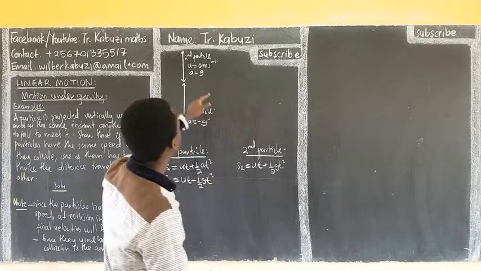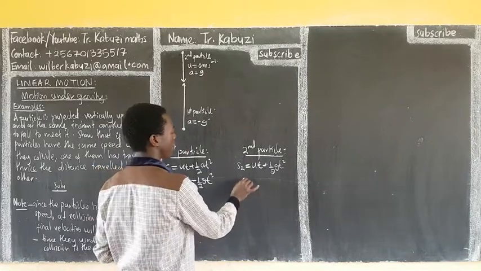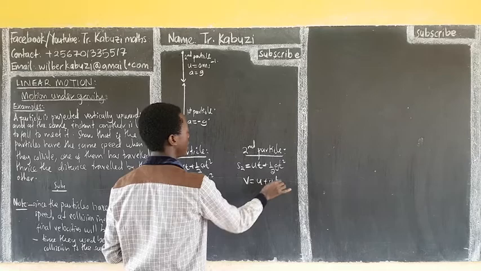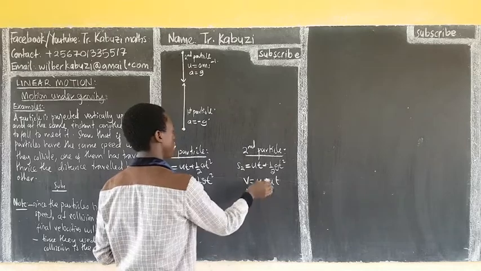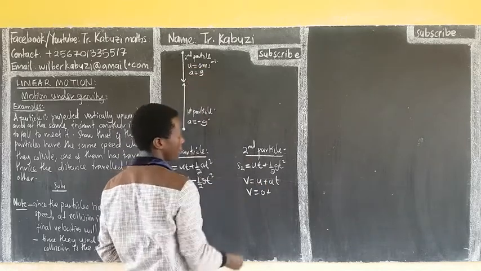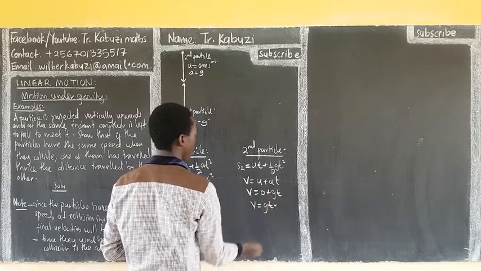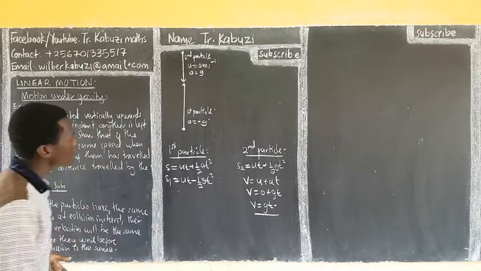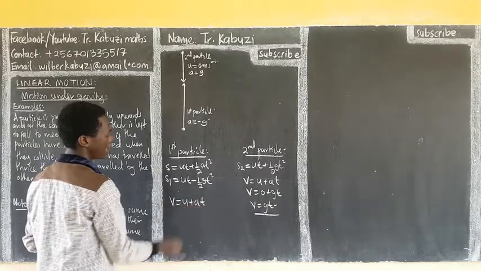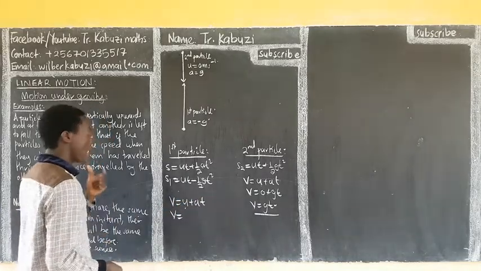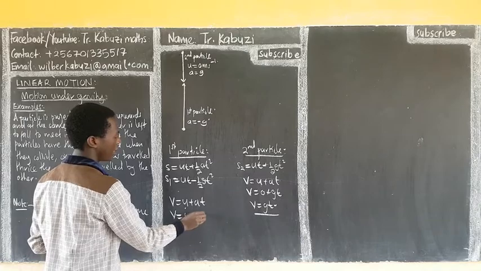You can see this one is starting at 0. Now, if I want to get the final velocity of the second particle, v = u + at. So our v is going to be 0 plus g t, so v is g t. What about the final velocity for the first particle? There, v = u + at. Our u is the one we don't know, then minus g, which is negative acceleration, times t.